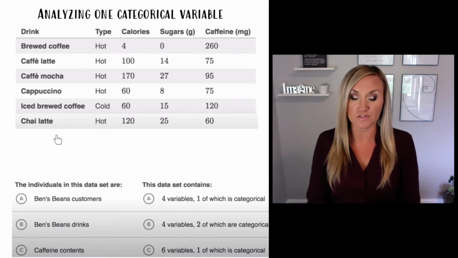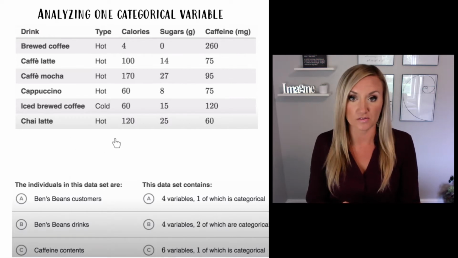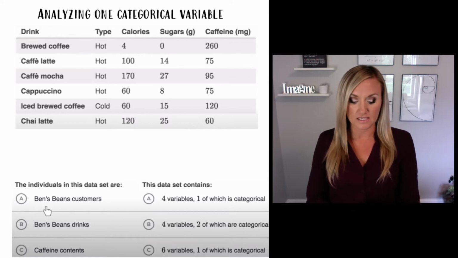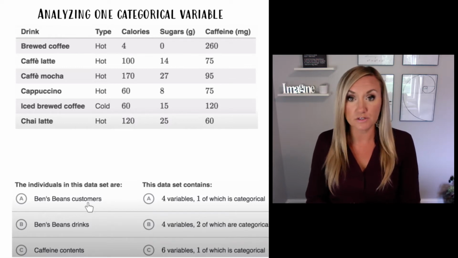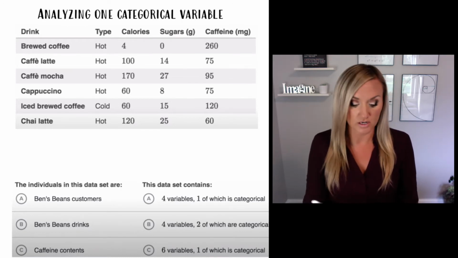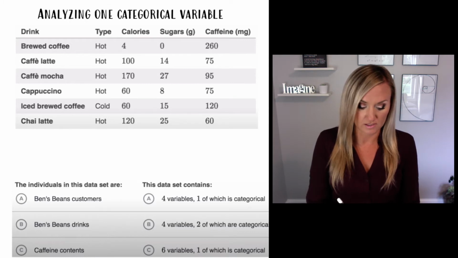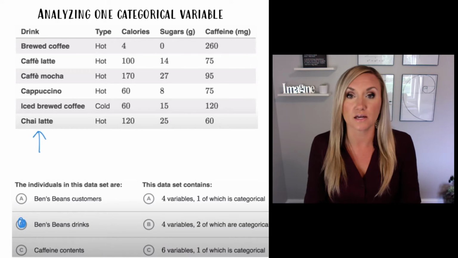All right, so let's take a look at the individuals. The individuals of this data set, what are they? Well, is it Ben's Beans customers? Is it the drinks or the caffeine? Well, if you said it was the drinks, you are correct. These are all of the drinks, all of the types of drinks, and those are the individuals for this data set.